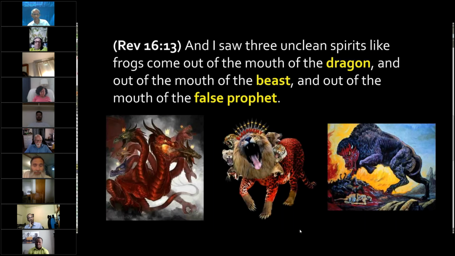In Revelation 16 and verse 13, it says, "And I saw three unclean spirits like frogs come out of the mouth of the dragon, and out of the mouth of the beast, and out of the mouth of the false prophet." God shows the dragon, the beast, and the false prophet as three distinct and separate entities. You can't make them the same. You can't make the beast into the dragon at one time and the dragon into the beast at other times. It can't work, because God makes them distinct and separate. The dragon gives his power to the beast, but he's not the beast.